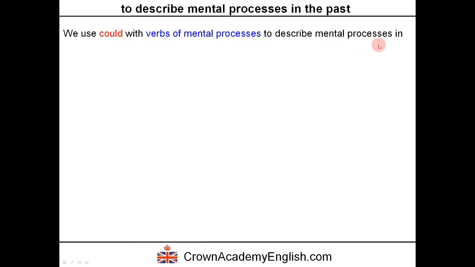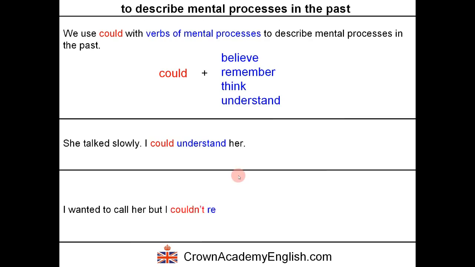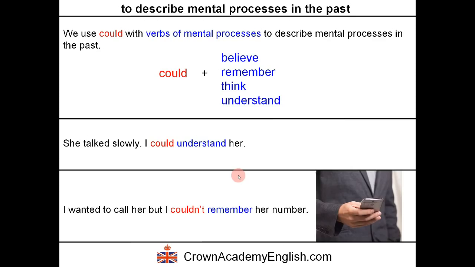And it's similar with mental processes in the past. So we use could with verbs of mental processes. And these verbs are things like believe, remember, think, understand. Example. She talked slowly. I could understand her. I wanted to call her, but I couldn't remember her number. So this is, again, in the past. So this is better than saying, I didn't remember her number. We don't really say that in English. It's better to say, I could not remember her number.